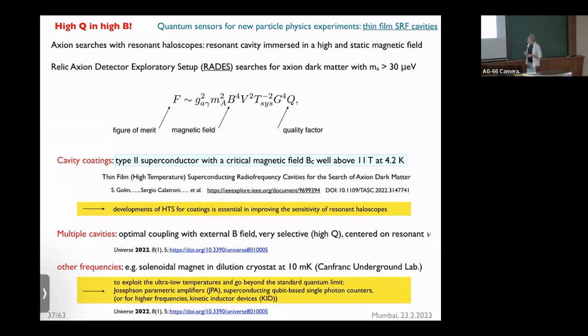Or you can try to work with solenoidal magnets in dilution refrigerators at low temperatures. So again, this is the temperature term that is the important part here. And for that, you need to work on building cryogenic electronics, such as Josephson junction parametric amplifiers or superconducting qubit-based single photon counters.